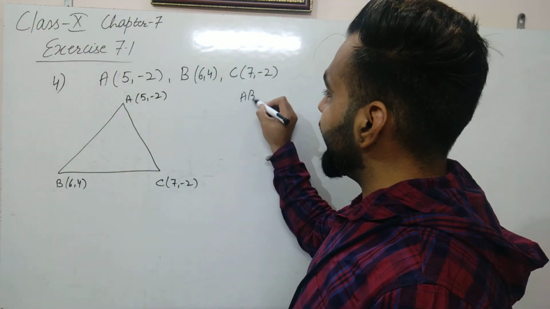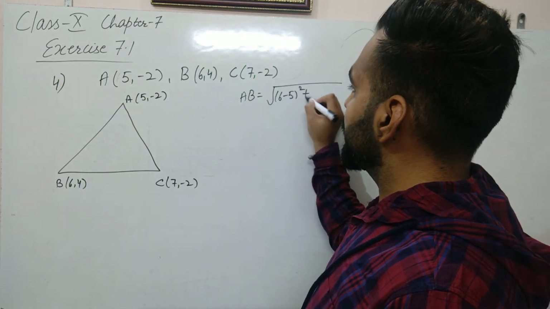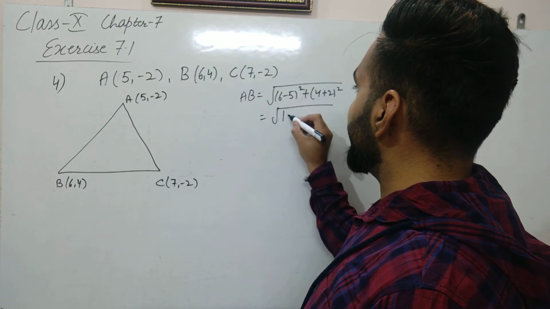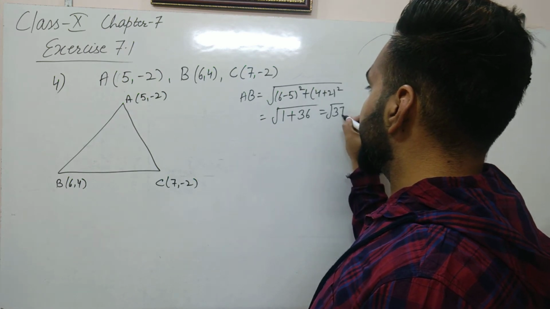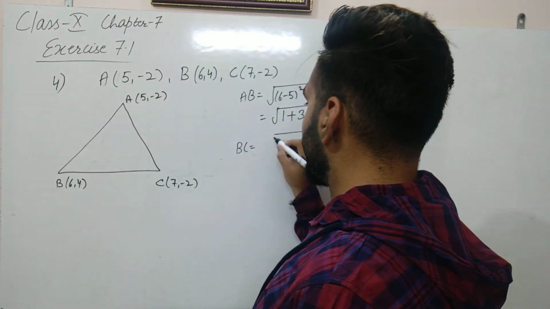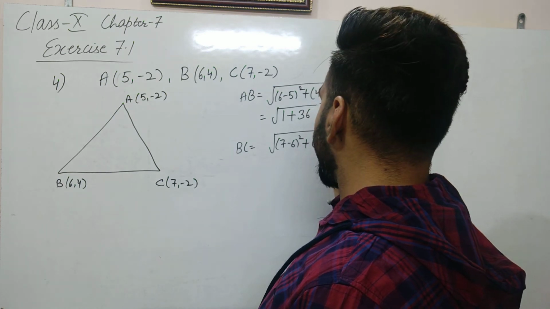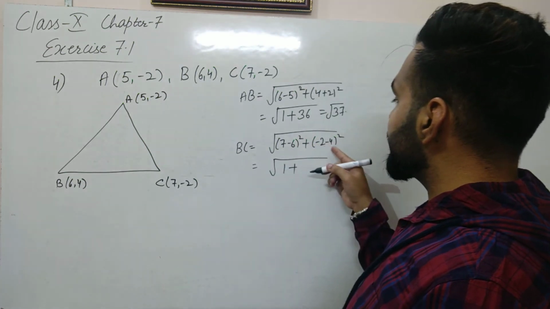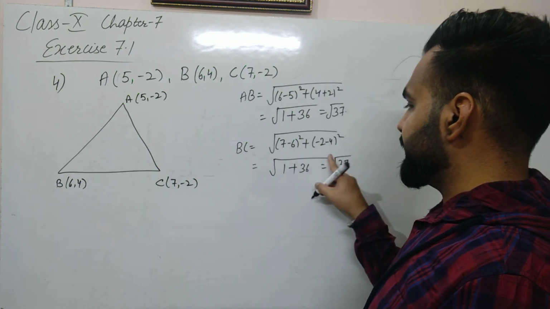First of all, calculate AB here. AB will be equal to root of (6 minus 5) square plus (4 plus 2) square. This is 1 square plus 6 square, which is 36. This is equal to root 37. Clear? Similarly, calculate BC. This is equal to root of (7 minus 6) square plus (-2 minus 4) square. This is again 7 minus 6, 1 square is 1, and -2 minus 4 is -6, (-6) square is 36. This is again root 37.